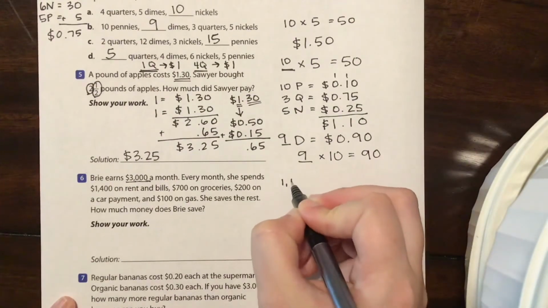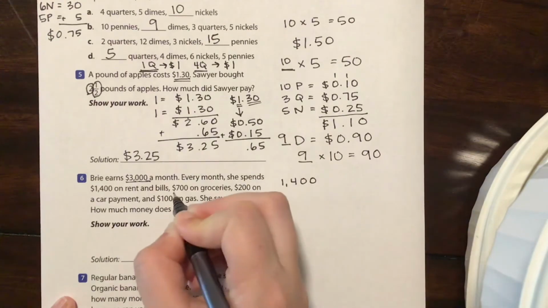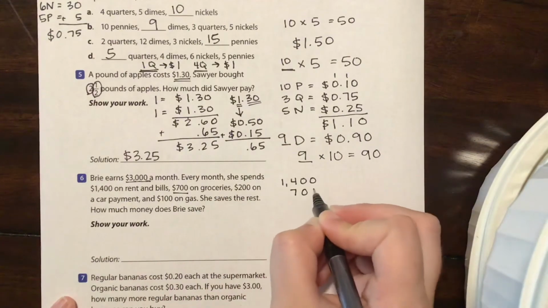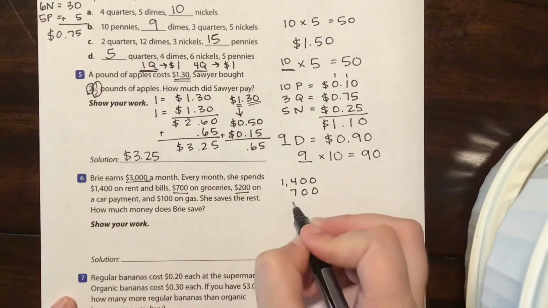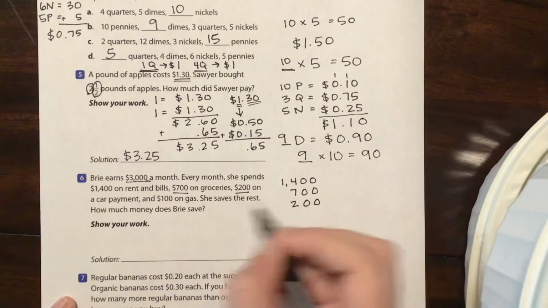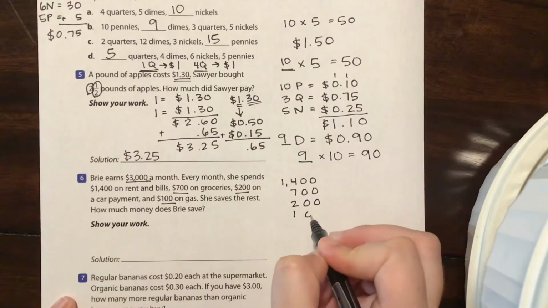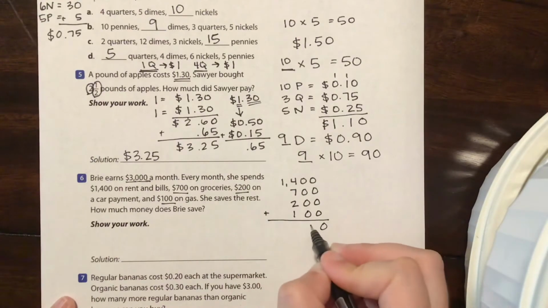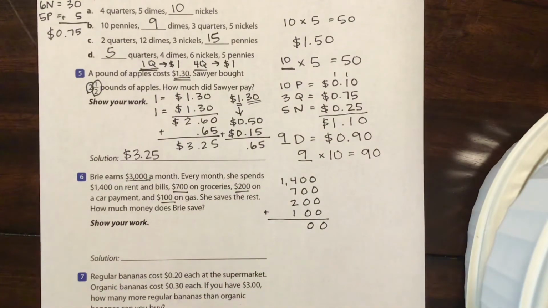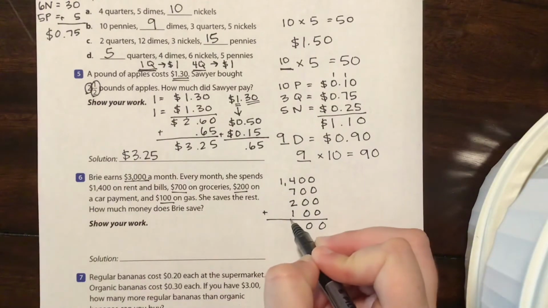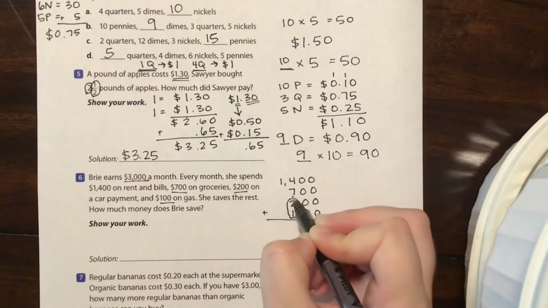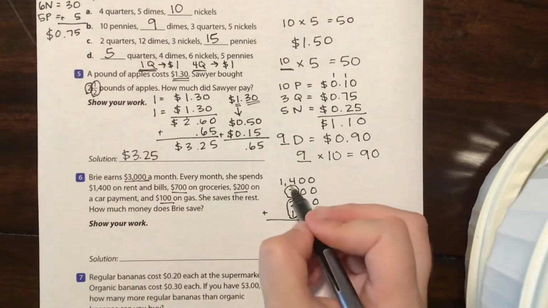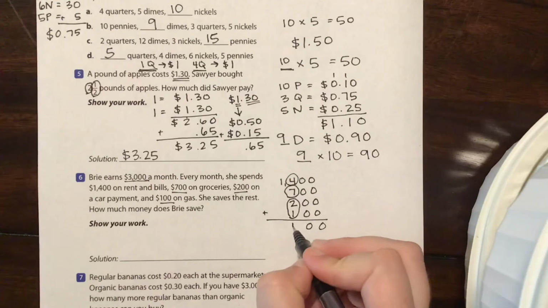$1,400 on rent and bills, $700 on groceries, $200 on a car payment, and $100 on gas. So our ones and our tens totals are 0. But then if you look at that hundreds column, I see some compatible numbers that work well together. So I'm going to combine this 1 and 2 to make 3. And then I know 3 and 7 easily makes 10. And then that 4 more would be 14.